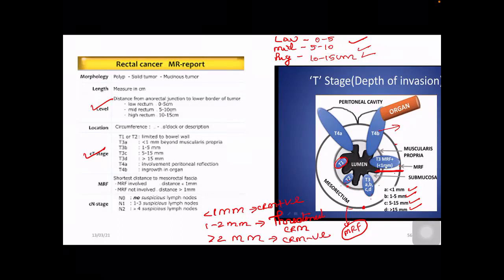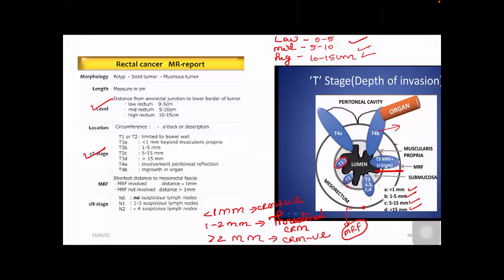So remember, there are two things. The T3 stage is basically how much the tumor is protruding into the mesorectum. So it's basically the distance which has come into the mesorectum. Whereas the CRM, when you calculate, it's basically the distance between the tumor and the mesorectal fascia. You understood the CRM concept? Yes, sir.